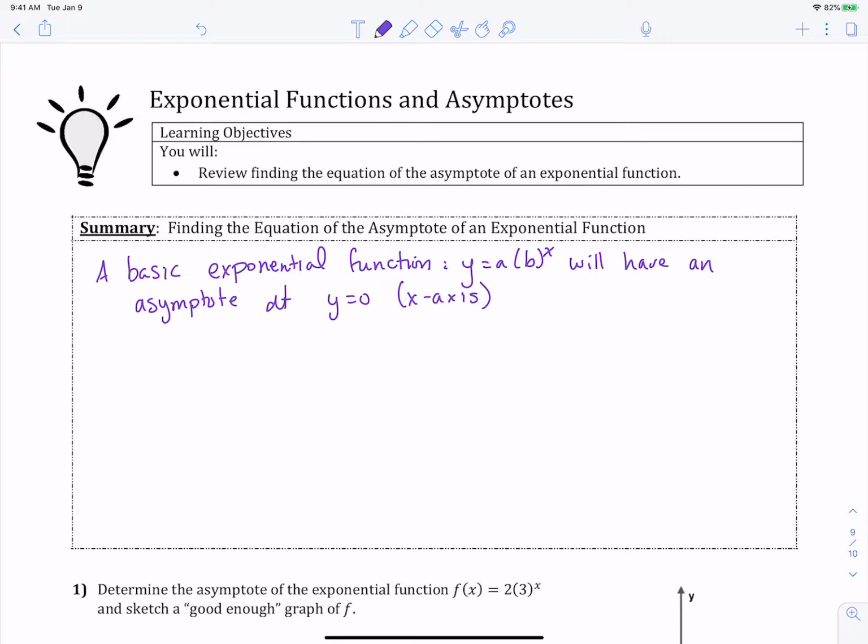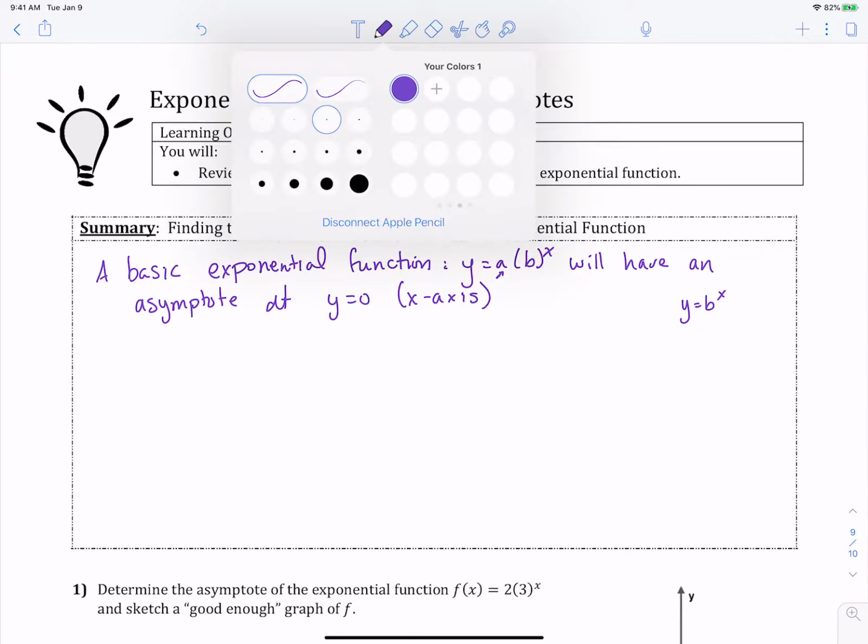In one of the videos, I talk about how the asymptote and the y-intercept are one unit apart. That is true when we just have y equals b to the x. When we add that a out in front, that stretches out our function a little bit, makes it a little bit taller, or squishes it down and makes it a little bit shorter. And that's going to move where that y-intercept is, but it doesn't move where your asymptote is. So that remains the same.